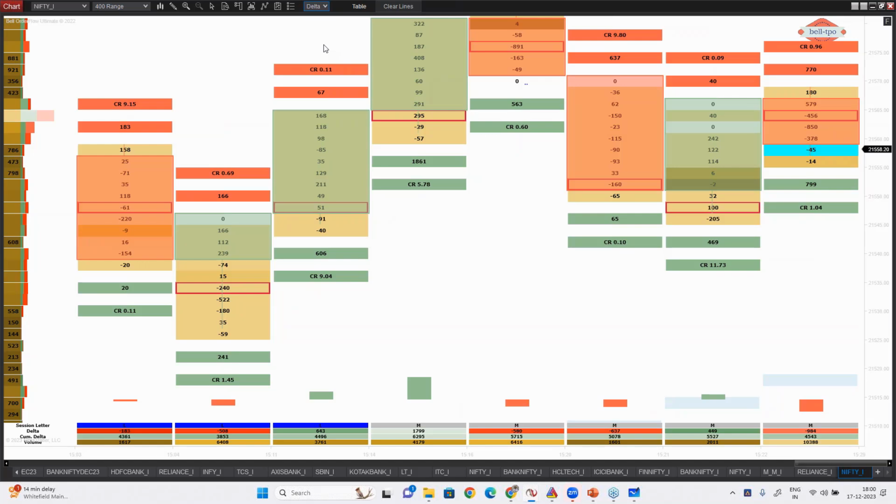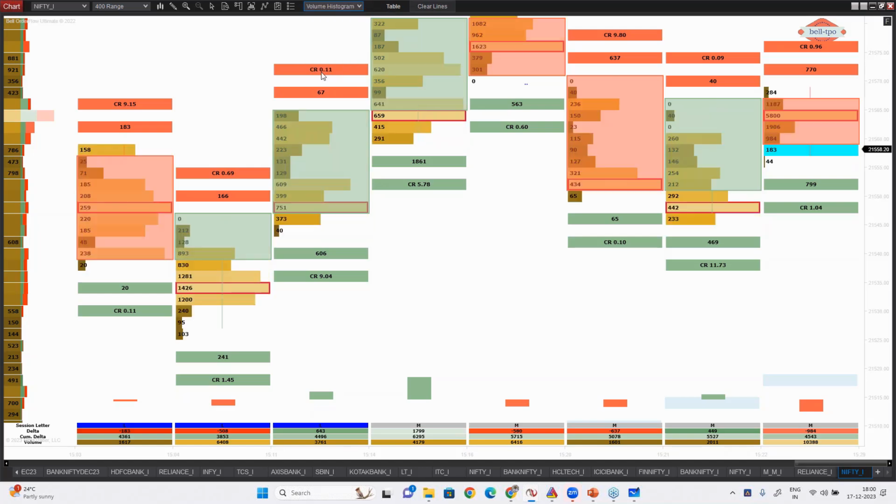If the value is negative, like these places where I'm getting minus 91, minus 40, it means buyers minus sellers is negative: at those levels the sellers are more. Whereas here you can see the buyers are more at these price levels. This is called DAP, which is delta at price. Likewise, we can also see volume at price. This is called VAP, volume at price. At each and every price level, it shows the volume activity. So what are VAP and DAP?